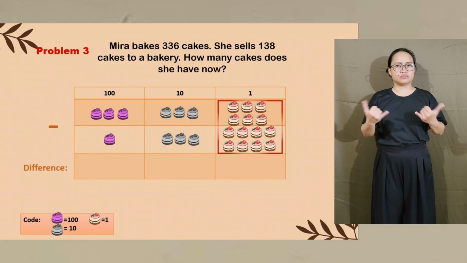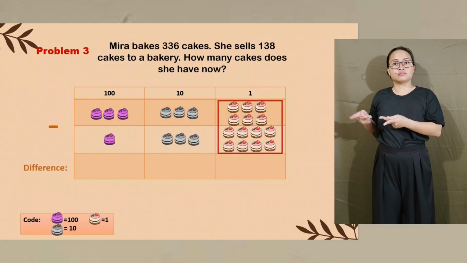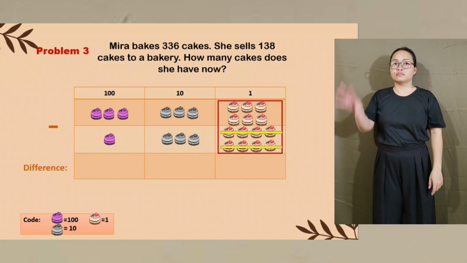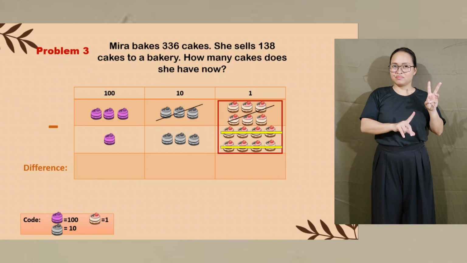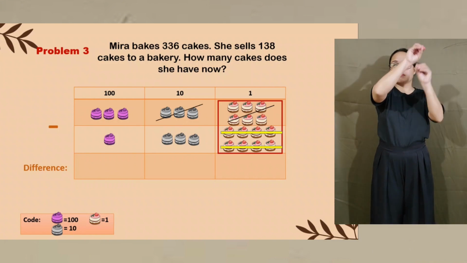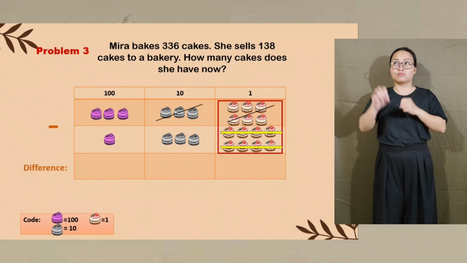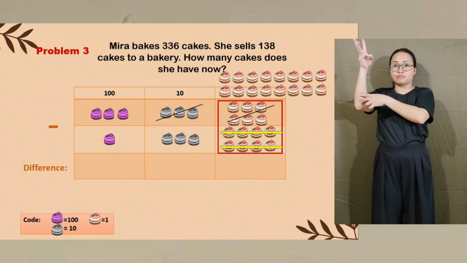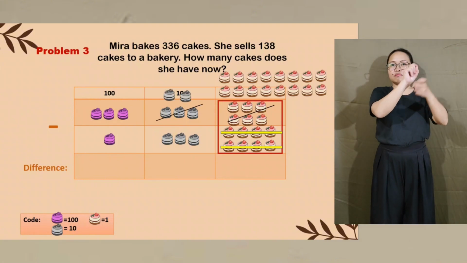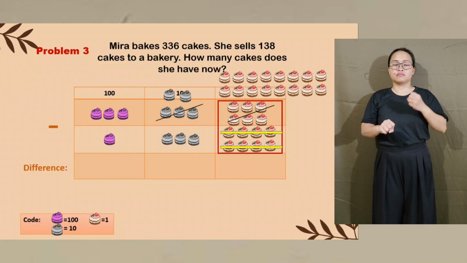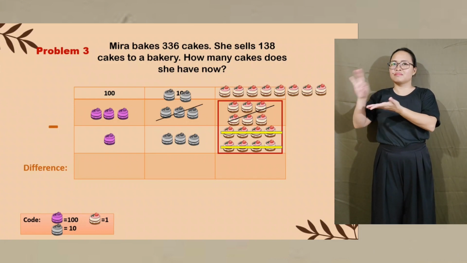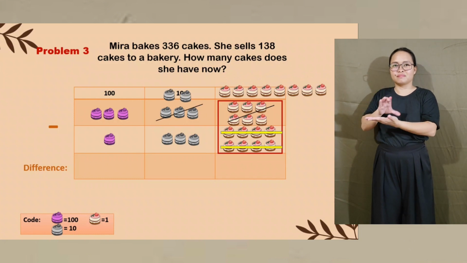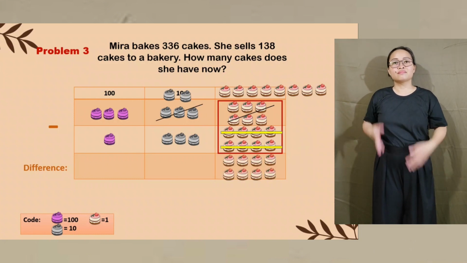Now let's subtract in ones place. So 6 minus 8 is not possible, so we have to borrow 10 from tens place. So 6 becomes 16 and 3 becomes 2. Now 16 minus 8 is possible, so let's count the remaining cakes. So we are left with 8 cakes.